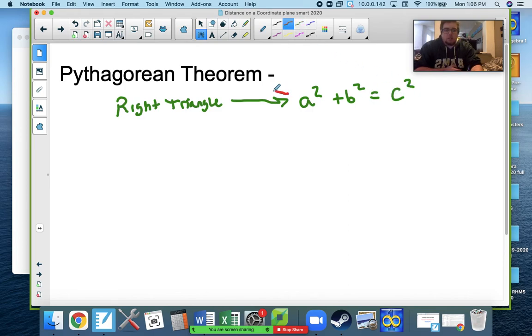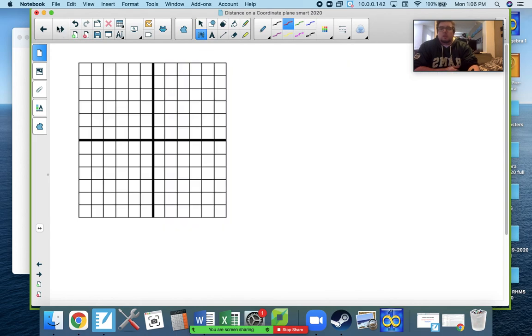It also works in reverse, so if you are looking at a triangle and you're not 100% sure if it's a right triangle, you can plug the side lengths into this formula, and if it equals, you do have a right triangle. So what we're going to look at today is what happens when we're looking at distance on a coordinate plane.